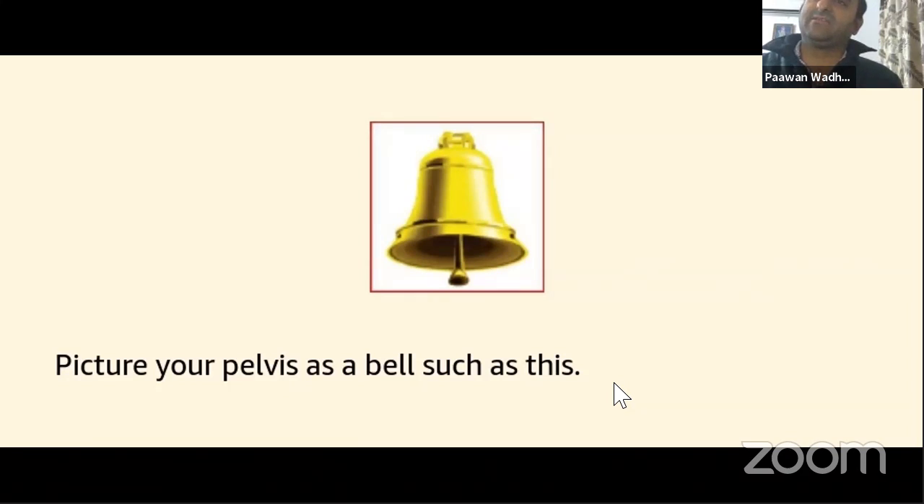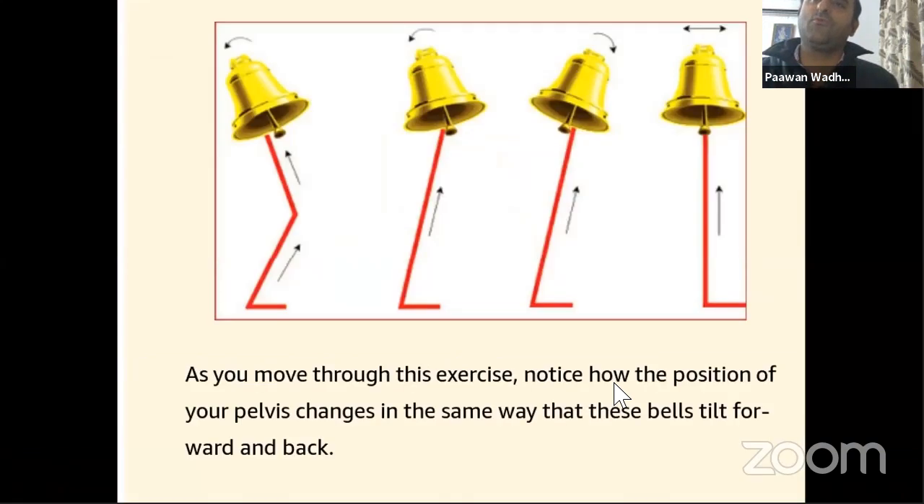Picture your pelvis as a bell such as this. As you move through the pelvis tilting exercise, notice how the position of your pelvis changes in the same way that these bells tilt forward and backwards. You use tucked pelvis, and this is again tucked pelvis. This is properly aligned pelvis, not even properly, a little backwards more, and this is the actual aligned pelvis.